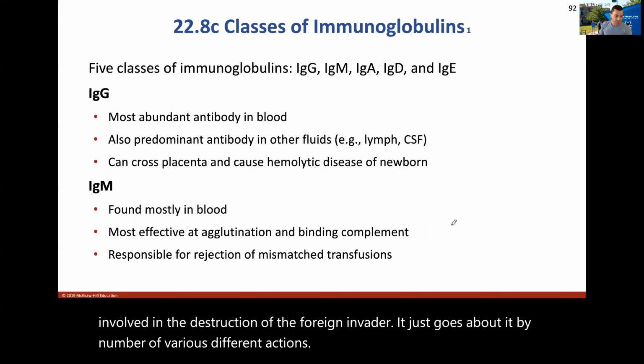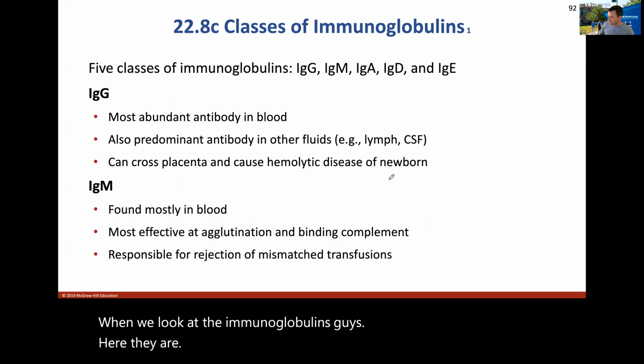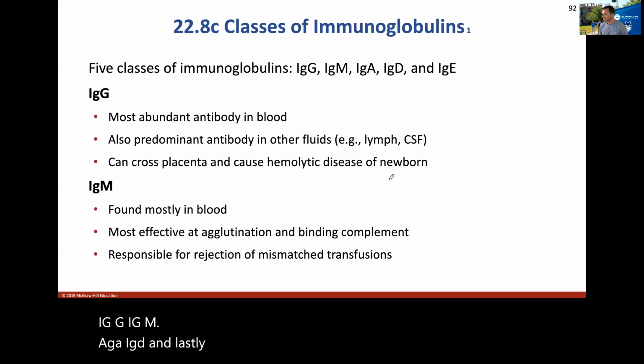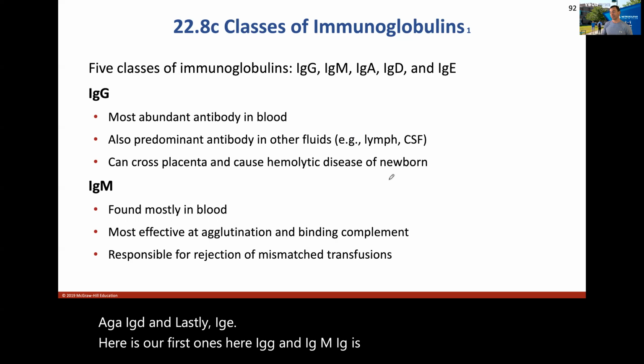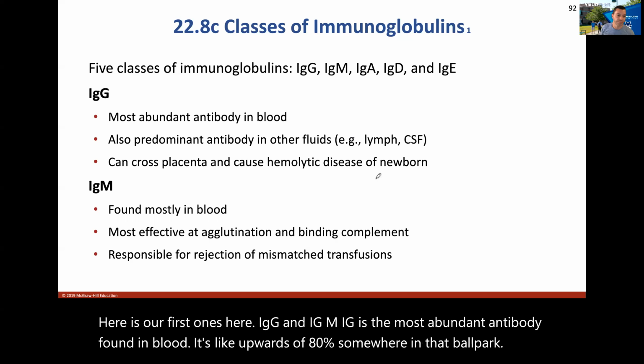When we look at the immunoglobulins, guys, here they all are. IgG, IgM, IgA, IgD, and lastly, IgE. Here are our first ones, IgG and IgM. IgG is the most abundant antibody found in blood. It's like upwards of 80%, somewhere in that ballpark. So it's the vast majority, okay?